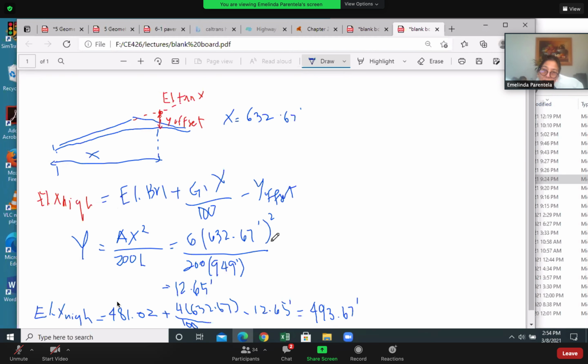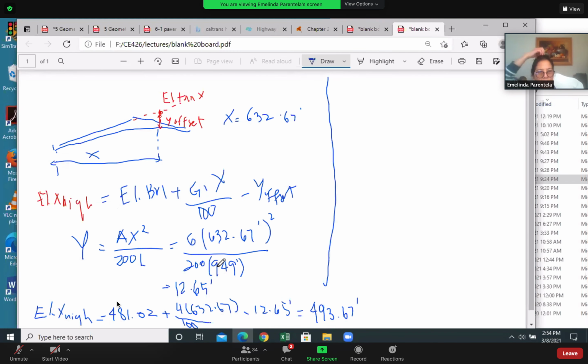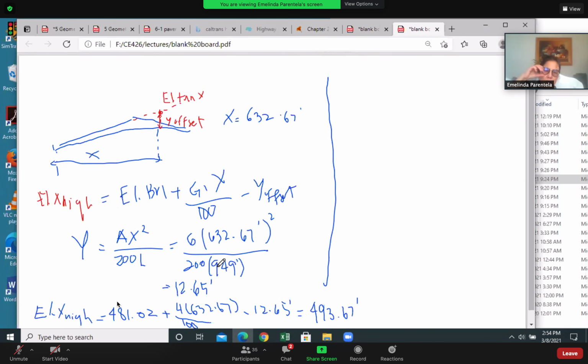But this is a long way, right, to determine that. So here we applied the concept of offset to determine the elevation of the highest point. What it is saying is the elevation of the highest point right here, you can do it two ways.